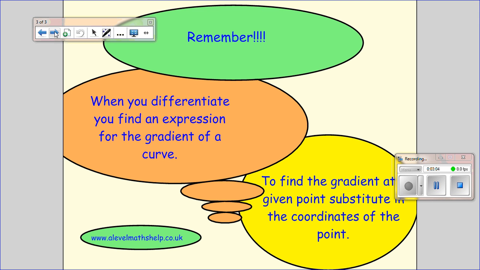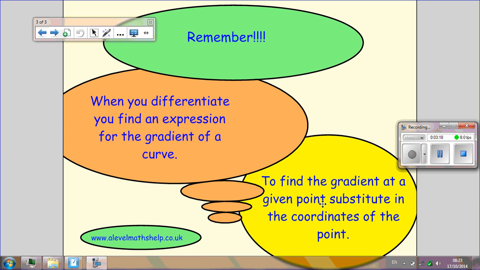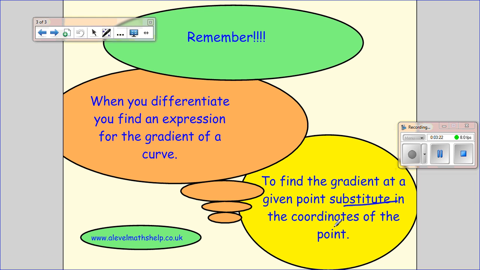Okay, so finally, just remember, when you differentiate, you find an expression for the gradient of the curve. So if you differentiate, say y equals x squared plus 3x plus 2, you find an expression for the gradient of the curve. And if you wish to find the gradient of the curve at a given point, you just substitute in the coordinates at that point. So if you're asked to find the gradient, you differentiate. And if you need the gradient at a given point, you substitute in the coordinates.